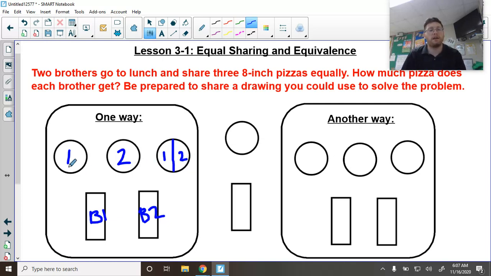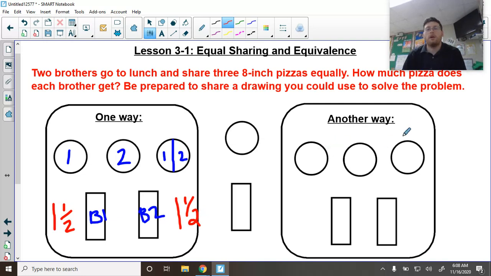What we have now is for brother 1, we have 1 full pizza, so 1 whole pizza. But we also have half of another pizza. Now let's look at brother 2. Brother 2 has 1 full pizza, and he also has half of this pizza. All right, so each brother gets 1.5 pizzas.